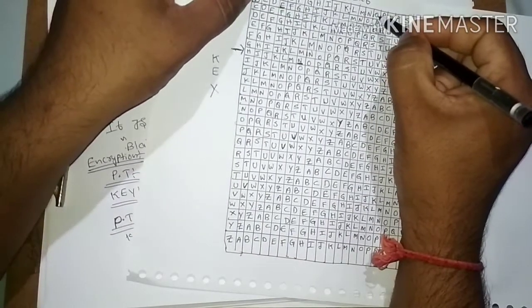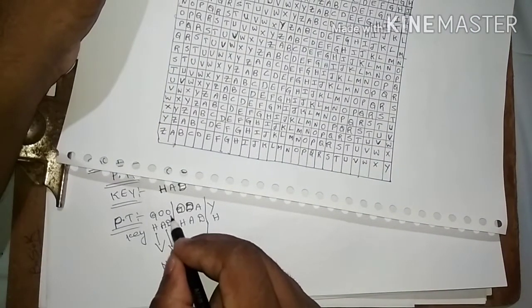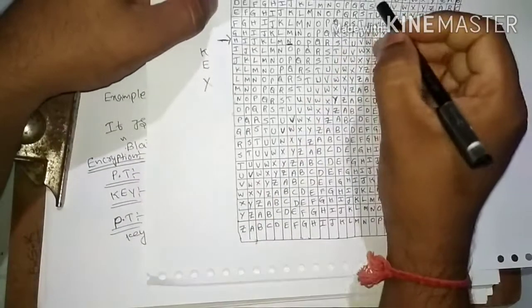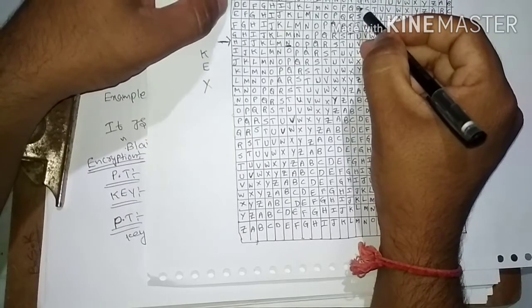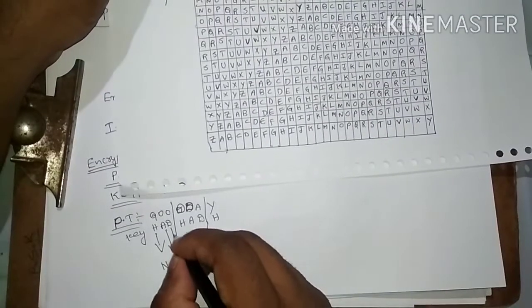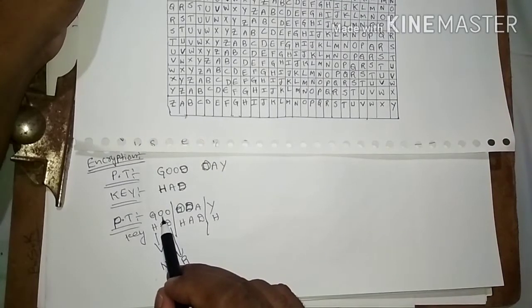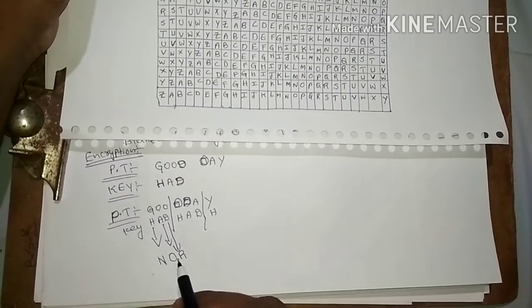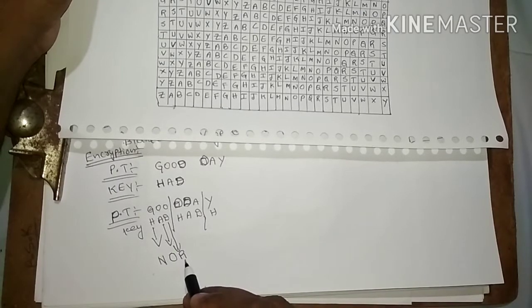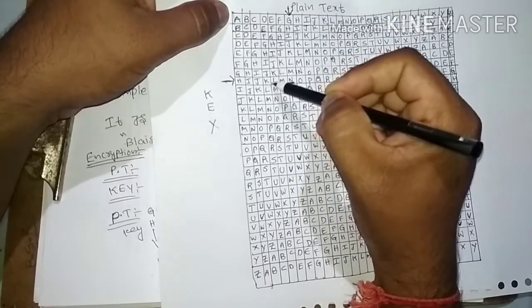Next, O and A. O and A is O. Next O and D. O in plain text, D is key. Intersection point is R. So R. As I have told, in plain text there are two O's, but the ciphertext is one O, another one is R. Okay. Next, D and H. This is the D and H. Ciphertext is K.